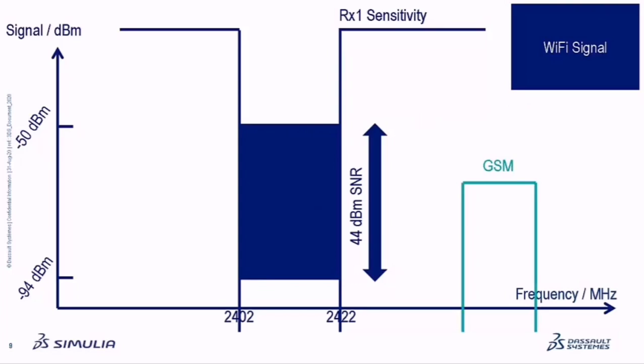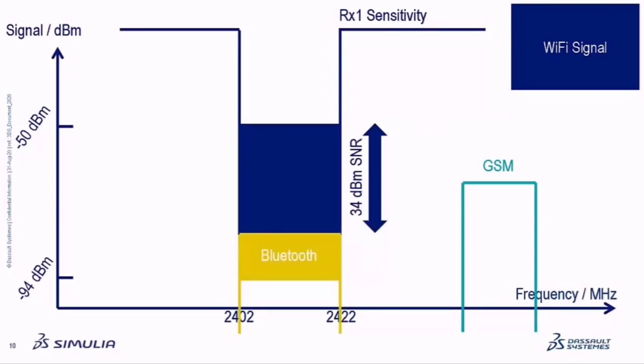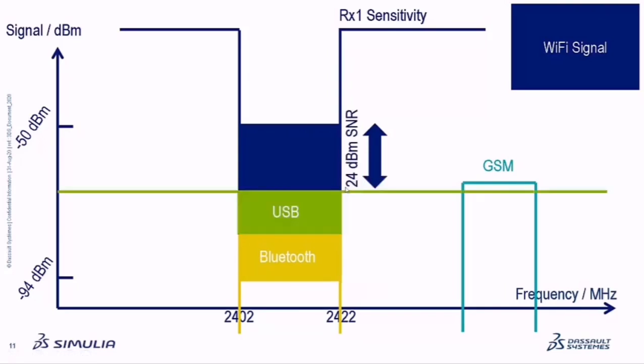And then you have some interference like GSM, which is probably or luckily out of band. You might have Bluetooth, which is probably working in the same band, reducing your signal to noise ratio. And you have USB, which is normally wideband and is even reducing your signal to noise ratio even more. So the closer you're getting, the higher the probability of malfunctioning.